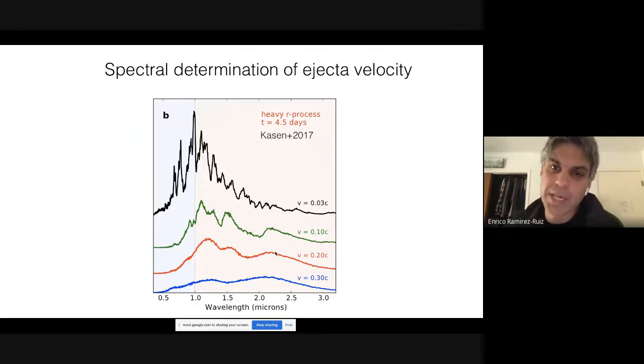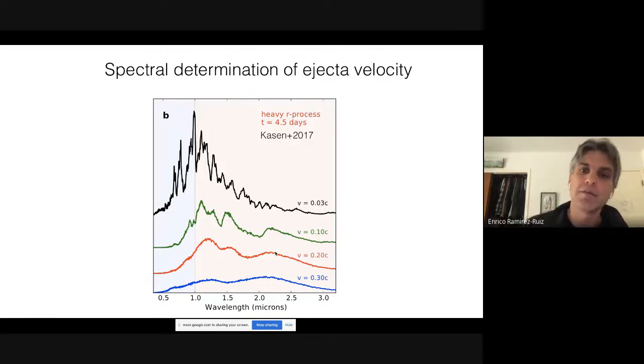Another important thing that you can get from the observations is actually the ejecta velocity, because these lines are spread kinematically. So you can see that the width of these features increases as a function of velocity. Even just by doing a cross correlation in the spectrum, you can get the size of this width, and it tells you more or less what the expansion velocity is.